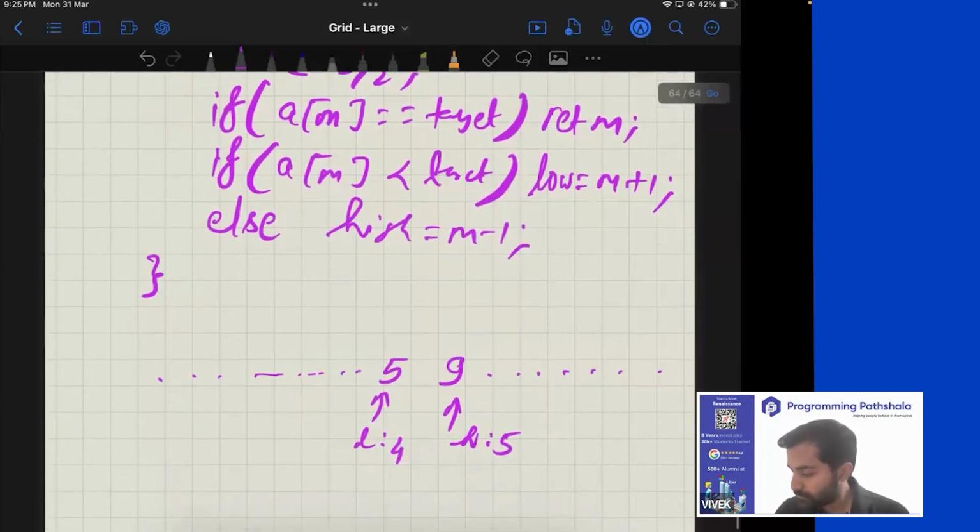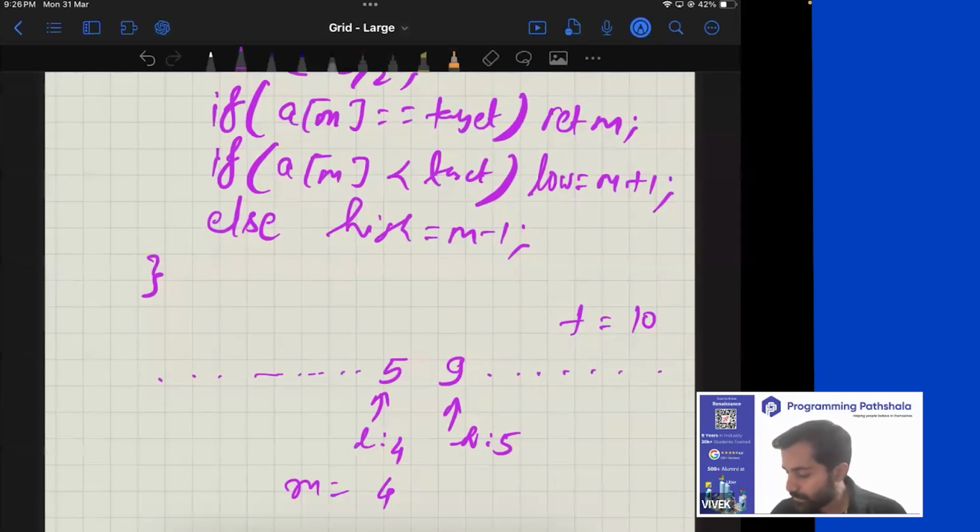What will be your mid? Your mid will be 4 plus 5 by 2, which is 4. And let's say the target you were looking for was 10. Here, your midpoint is 4 and the element over here is 5. So what will you realize? You will realize that your target is greater. Because your target is greater, you would look to the right side. Looking to the right side means you will change your low. So now you will change your low to mid plus 1.